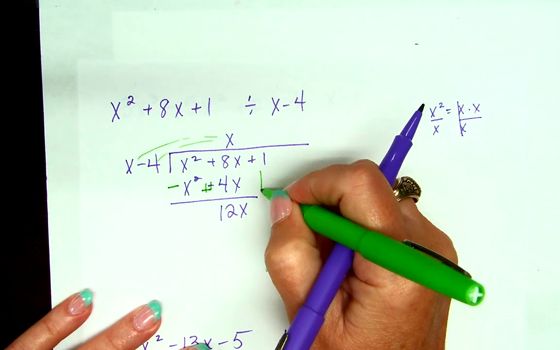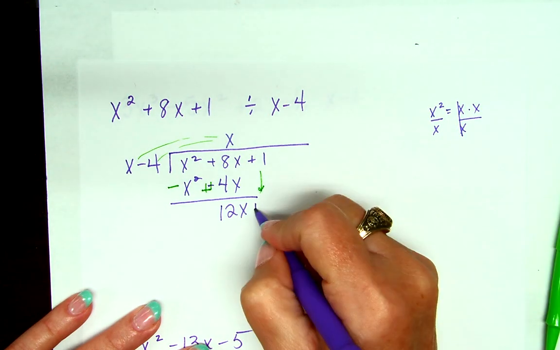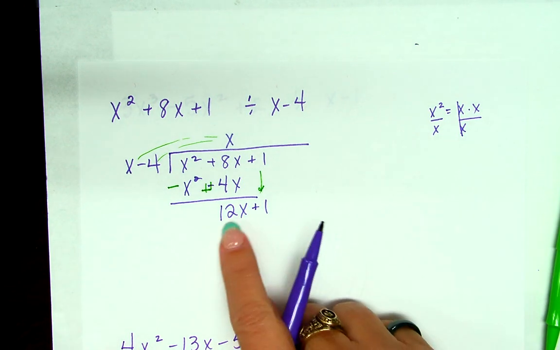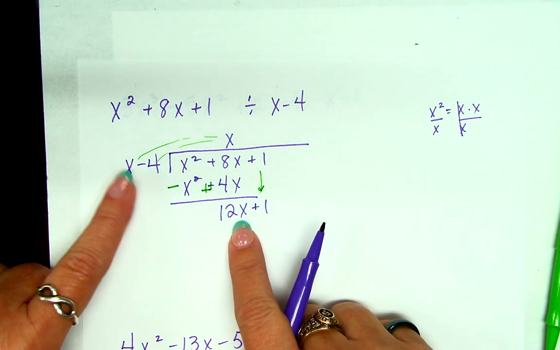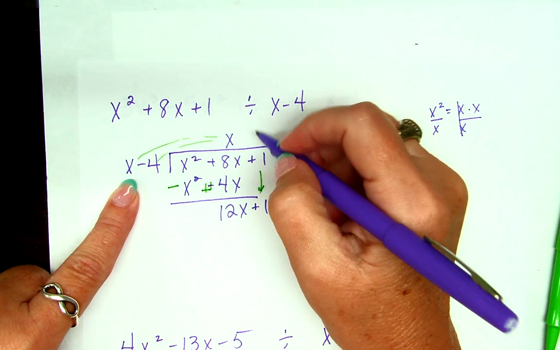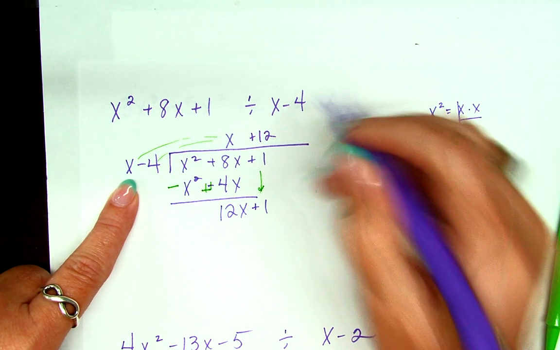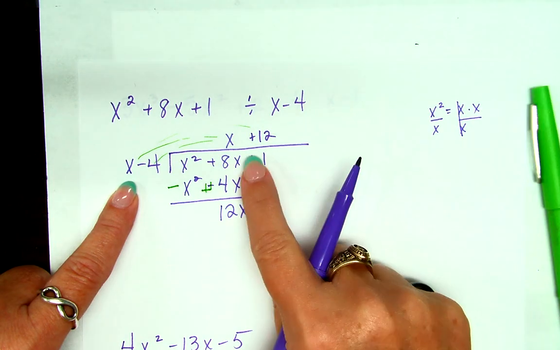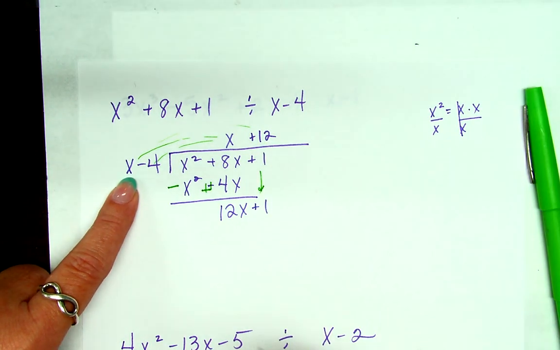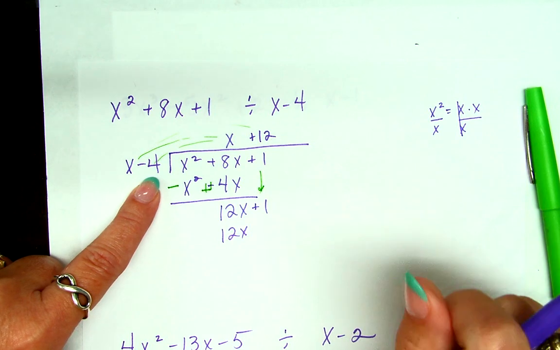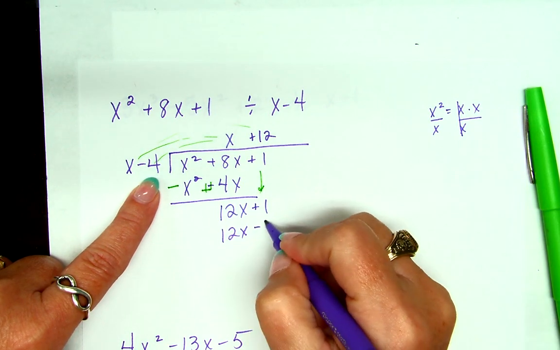Bring down your 1. And now what? Start over, right? So first term and first term. What's 12x divided by x? 12. Where does it go? Above the 1. And now multiply, right? What's 12x times x? 12x. And what is 12x times negative 4? Negative 48.